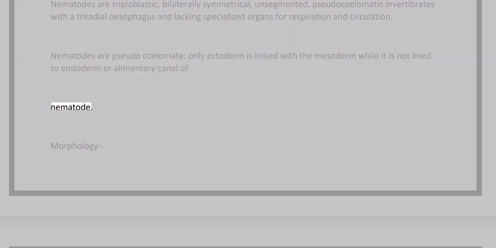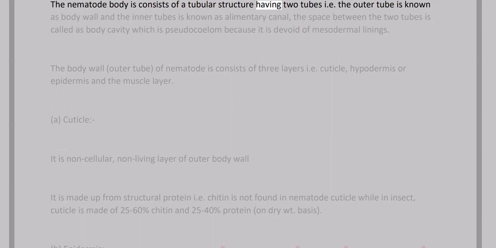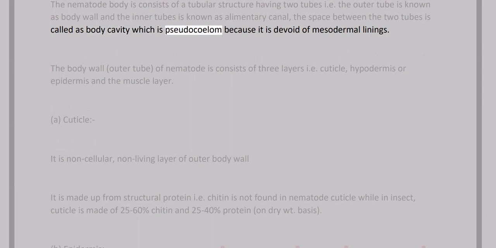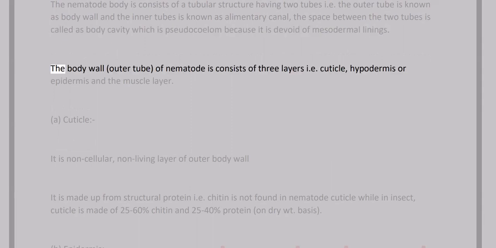Morphology. The nematode body consists of a tubular structure, having two tubes: the outer tube is known as the body wall, and the inner tube is known as the alimentary canal. The space between the two tubes is called the body cavity, which is a pseudocoelom, because it is devoid of mesodermal linings. The body wall, the outer tube of the nematode, consists of three layers: cuticle, hypodermis or epidermis, and the muscle layer.